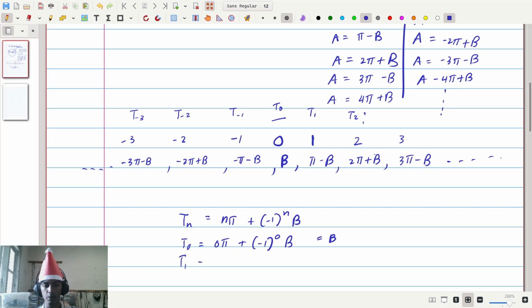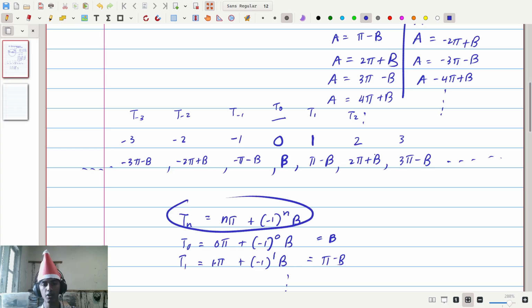The next one is T1, which is 1 times pi, or 1 pi, plus negative 1 to the power of 1 times b. 1 times pi is pi, negative 1 to the power of 1 is negative 1, times b is negative b. So we have pi minus b. You can check for the rest, but of course, as we've constructed this from the observation that we already have, it's definitely going to be true. And this is the expression for the nth solution.